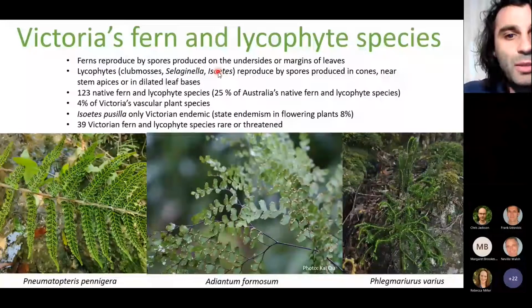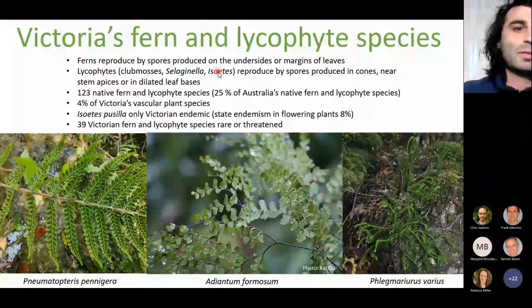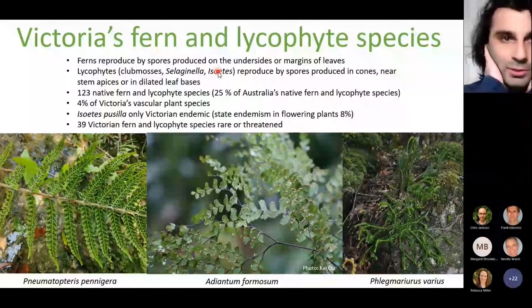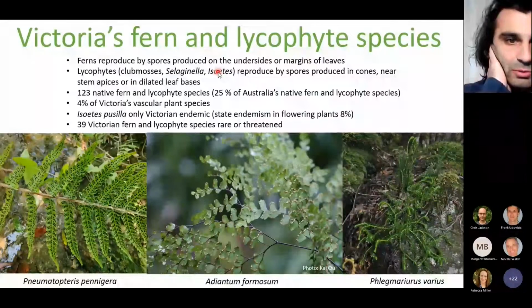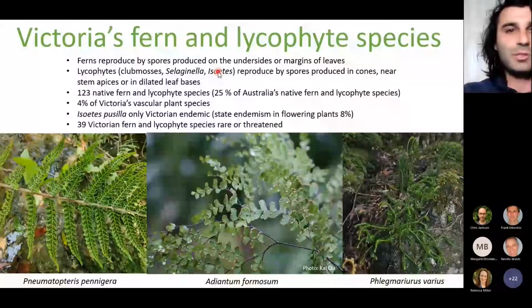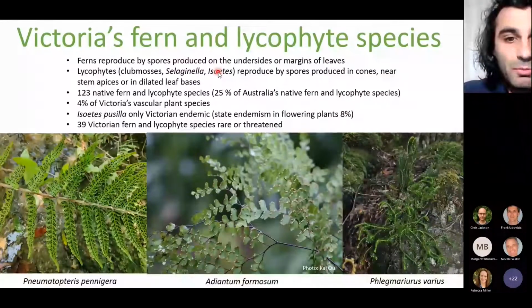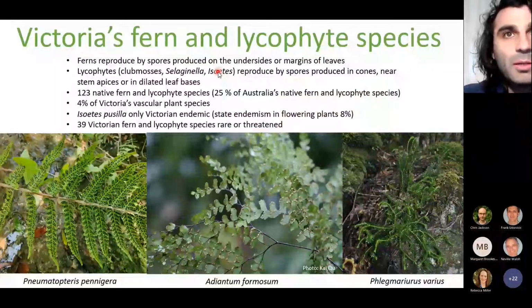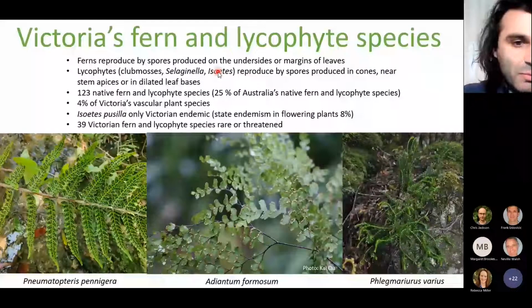But despite the fact that we don't have all that many species compared to those other areas, they're still an important component of our vegetation. In some areas, particularly moist gullies, they're one of the more conspicuous components of that vegetation. So you think about tree fern gullies, ferns are the majority of the biomass in a lot of cases.